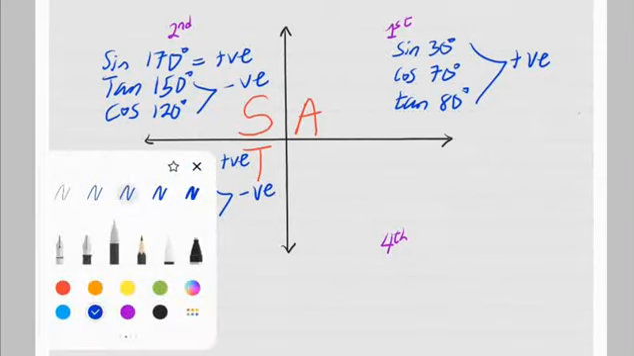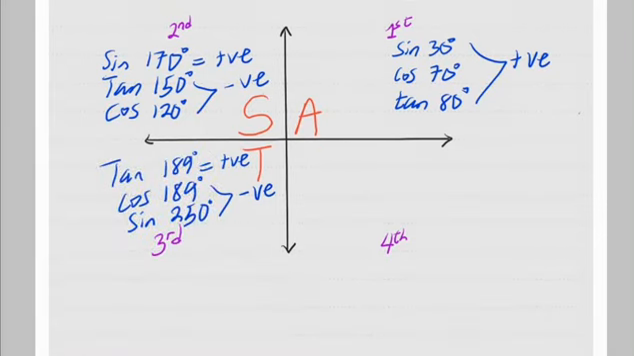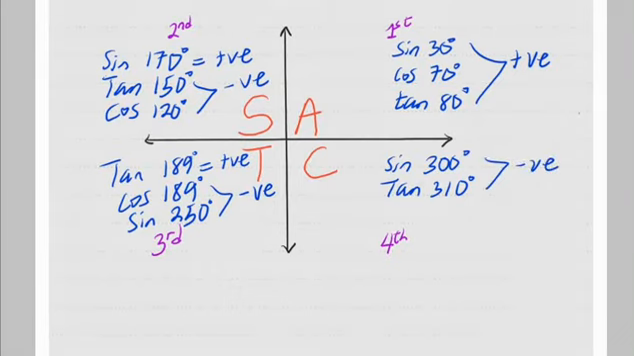Then in the fourth quadrant, only the cosine of an angle is positive. So if you decide to do the sine of any angle in the fourth quadrant, let's say sine 300 degrees, or you do the tangent of 310 degrees, you are going to get negative values as your answer. But if you decide to do cos, let's say 275 degrees, you are going to get a positive value as your answer.